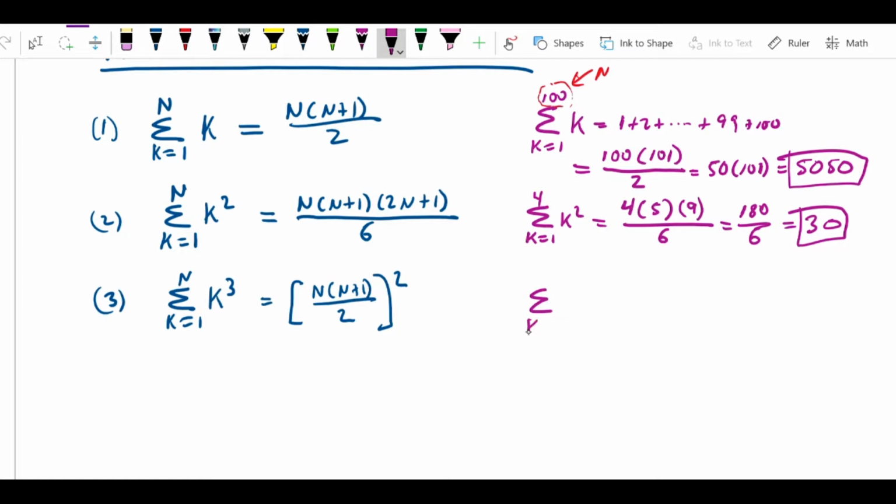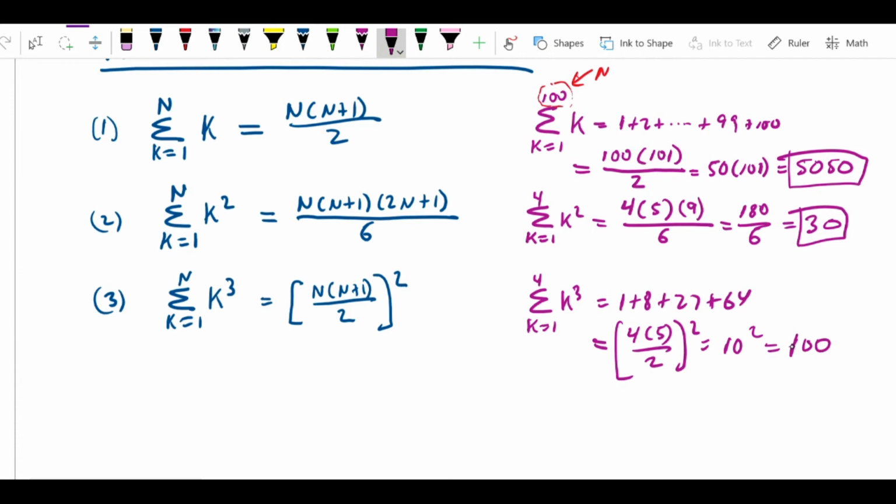So let's just add up the first four cubes this way using the third formula. That's going to be the sum from k equals 1 to 4 of k cubed, which is 1 plus 8 plus 27 plus 64. Let's see if we get the right answer if we do this using the formula. So using n equals 4, that's going to be 4 times 4 plus 1 is 5 over 2, and we're squaring that. So that's going to be 20 over 2 is 10, so we're squaring that, and that gives us 100. And I think you'll find that if you add 1 plus 8 plus 27 plus 64, you do in fact get 100. So these formulas do work.